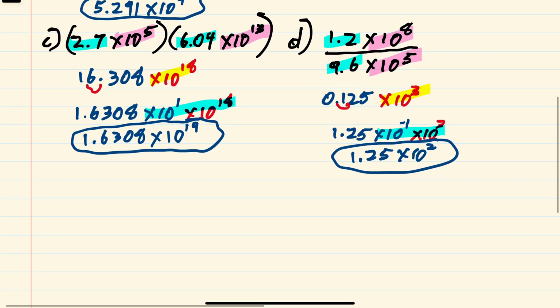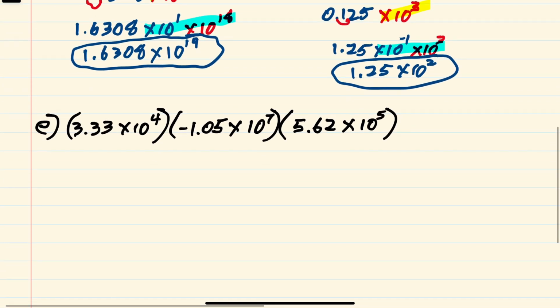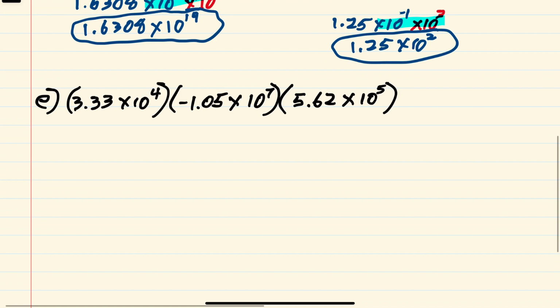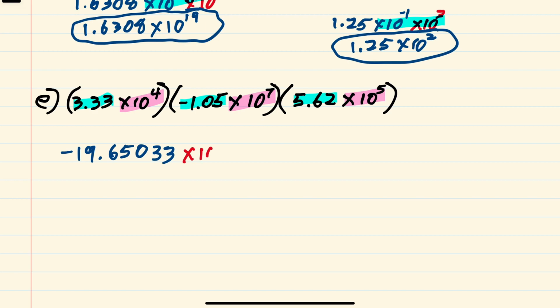And then lastly, we have E. This time we have 3 numbers being multiplied. And we'll again look at the first part of each of these to multiply. This multiplication gives us a negative 19.65033. Looking at the 10 with exponents, multiplying here, we would keep the base, add all of these exponents, 4 plus 7 plus 5, which is 16.